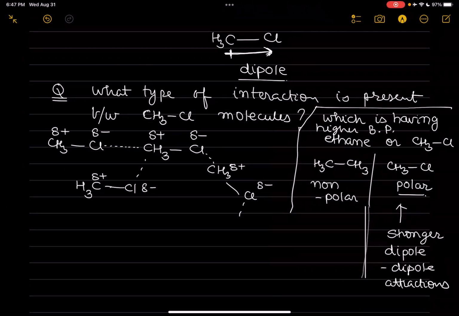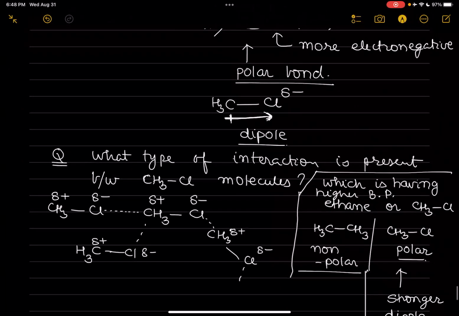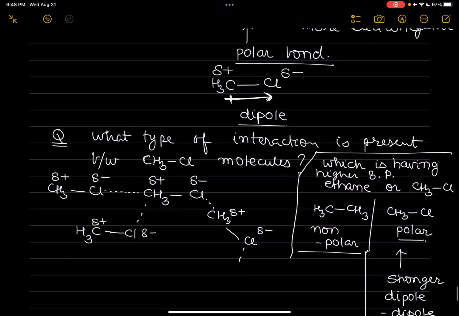But what about the alkanes? They do not have a permanent dipole moment, but they can have a temporary dipole moment for a particular instant of time. Suppose the electron temporarily moves to one side, they will have it just for a fraction of a second. CH3Cl is permanently polar. It has minus and plus. But the ethane molecule is non-polar.